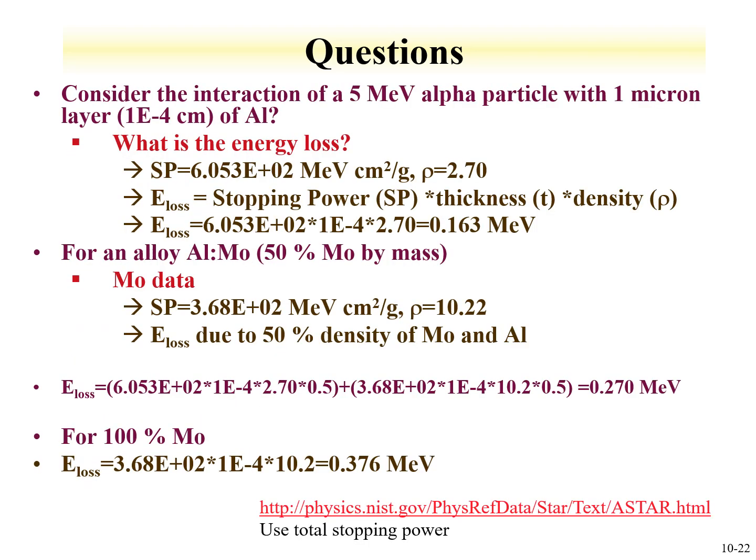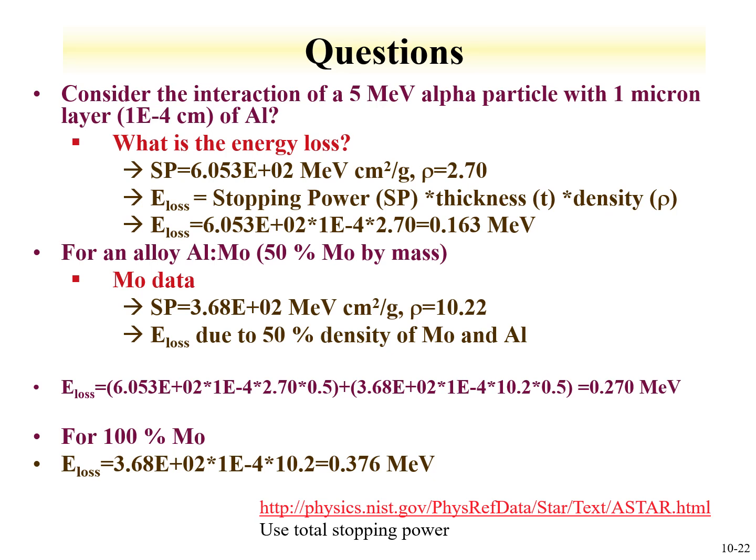Other questions you should be able to answer have to do with utilization of stopping power. Remember, we looked at stopping power for protons through the PSTAR, electrons through the ESTAR data. Here we're going to look at alpha particles through the program ASTAR. Use the total stopping power that's available from this site. Again, for the other systems, the proton and electron, also use total stopping power. So, for example, consider the interaction of a 5 MeV alpha particle with a 1 micron layer of aluminum.